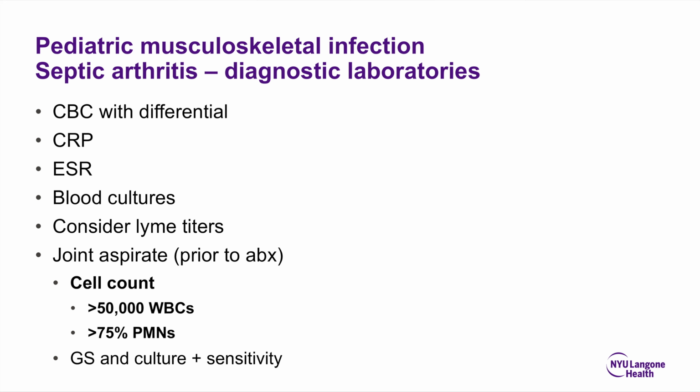Diagnostic laboratories are similar to those done for osteomyelitis, the CBC-Diff, CRP, ESR, and blood culture. You may consider a Lyme titer in an endemic area. What is different is that we want to do a joint aspirate, and this is done prior to the initiation of antibiotic treatment. So we look at the cell count and say that if there are greater than 50,000 white blood cells present, we're concerned for septic arthritis, especially if greater than 3/4 of them are PMNs. And then we do a gram stain and culture and sensitivity, and a positive gram stain is diagnostic for septic arthritis.